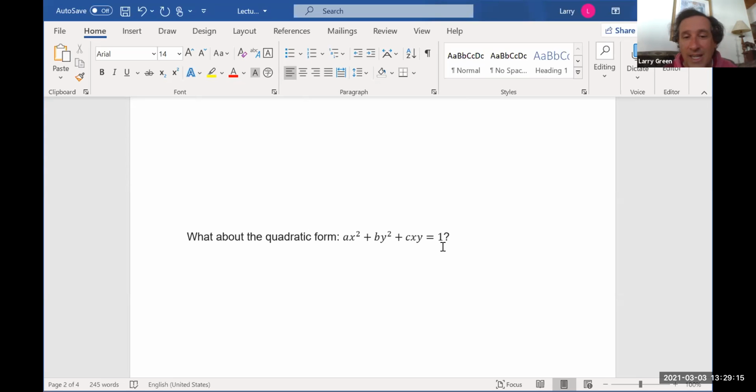Okay, have you ever been asked to graph something like x squared plus y squared plus 4xy equals 1? Have you ever been asked to graph that? Seems reasonable, doesn't it? It's not like there's even any calculus in it, right? It's just basic algebra. Have you been asked to graph this?